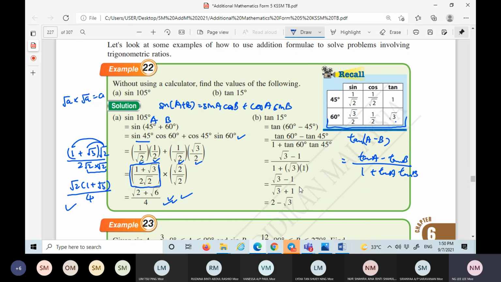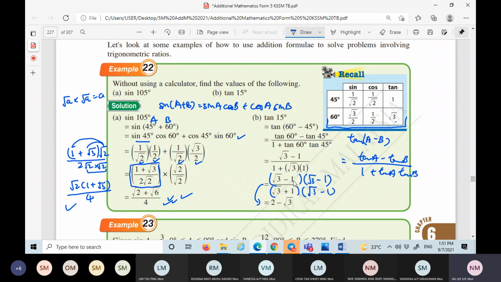So how from here to here? I think they times the conjugate. Same thing, the denominator cannot have the square root, so they times with the conjugate. The conjugate for this is square root 3 minus 1. Whatever you do to the denominator, you do the same thing to the numerator. If you forgot already, this one is from Form 4. Better do revision already.